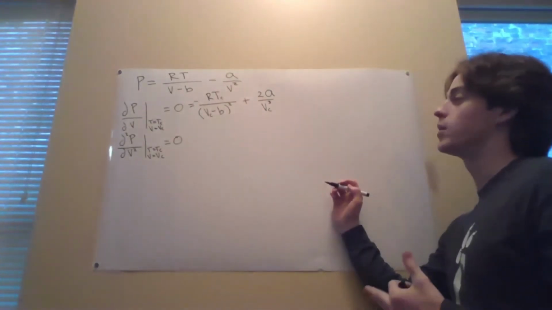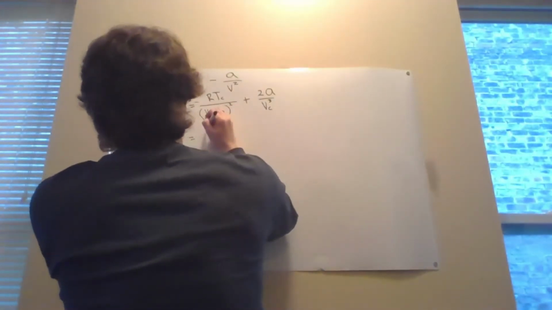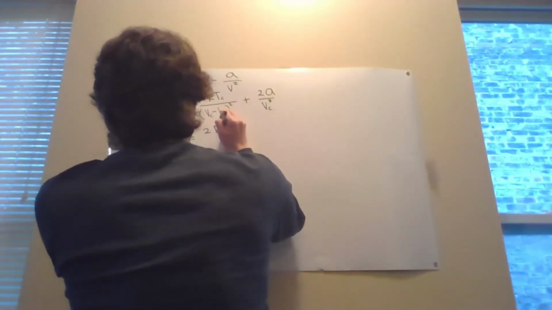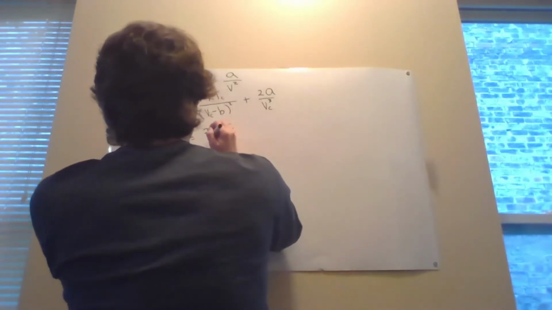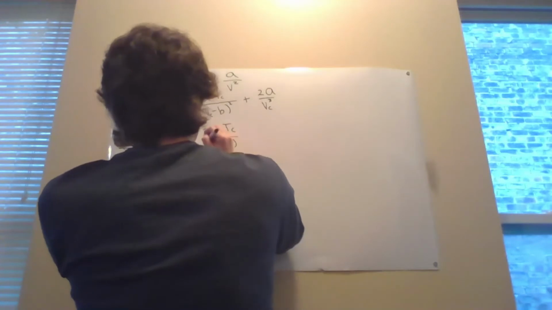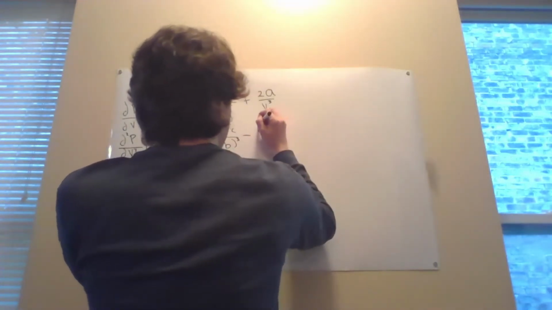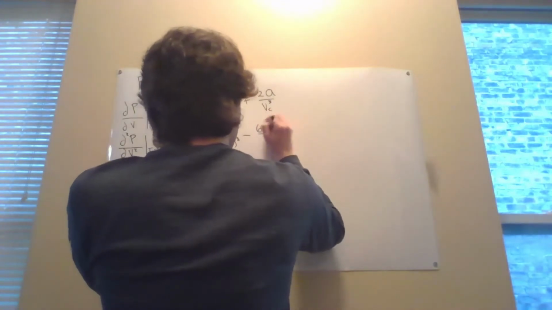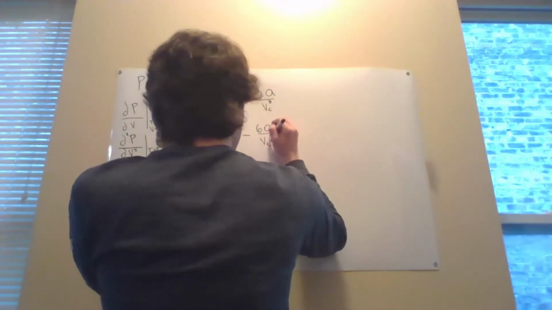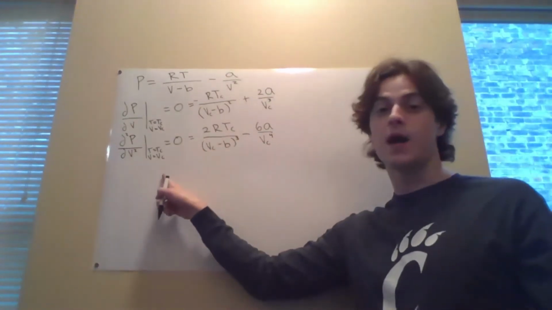Now I'm going to take the derivative again to get the second derivative. It will now be 2R times TC over (VC minus B) cubed, minus 6 times A over VC to the 4th. So here's our second derivative, and it's also 0 at the critical point.